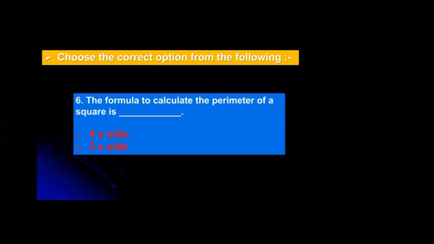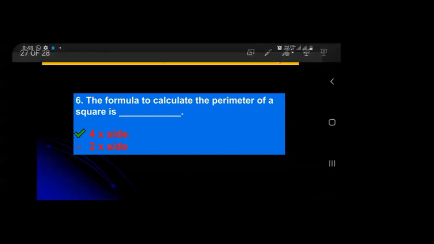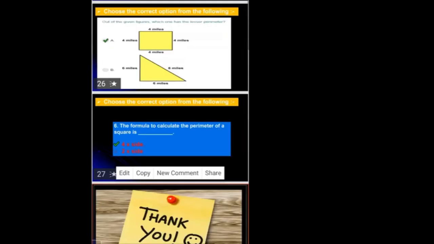Okay. See the sixth question, children. The formula to calculate the perimeter of a square is. What is the formula? 4 into side. Yes, 4 multiplied by side, or we can say 4 times side. So all have answered very nicely. Therefore, I can say that you have understood the topic.